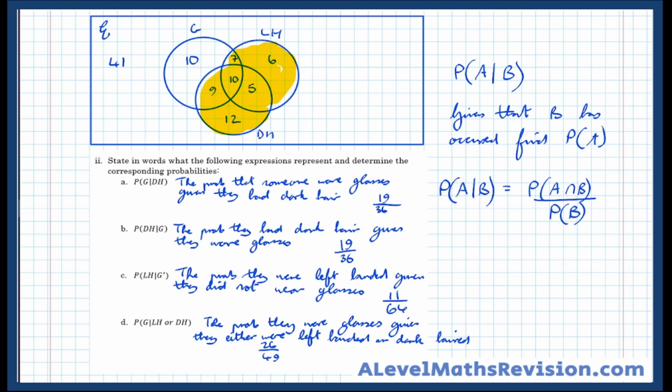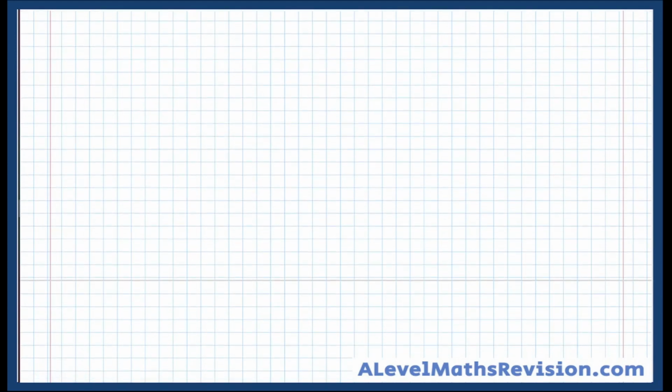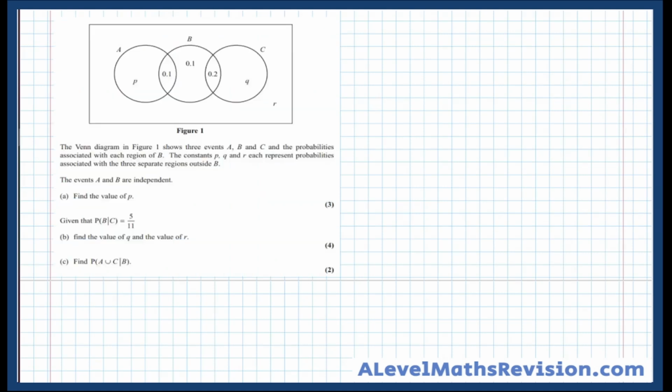So now let's have a look at a conditional probability from a Venn diagram, but where the diagram itself contains probabilities. So there's not much more to it at all. In fact, there's no more to it. It's just as simple. But let's have a go now. And here's the question, and you can see it's a little bit more complicated. So it says the Venn diagram in figure 1 shows three events A, B and C, and the probabilities associated with each region of B.